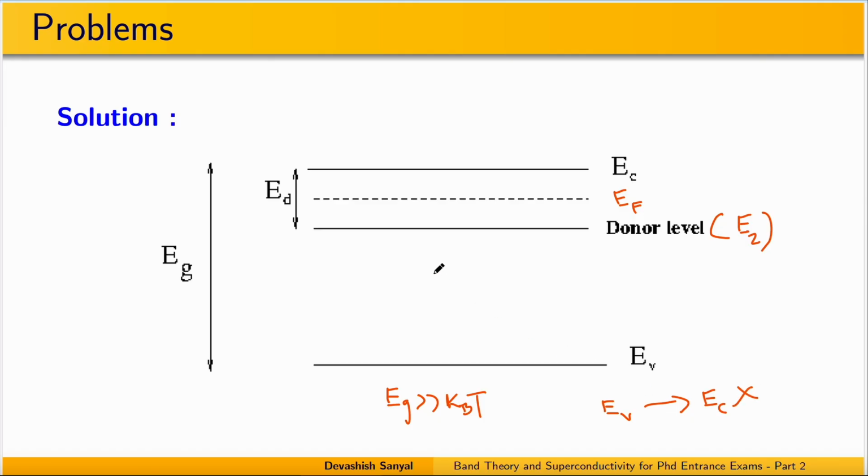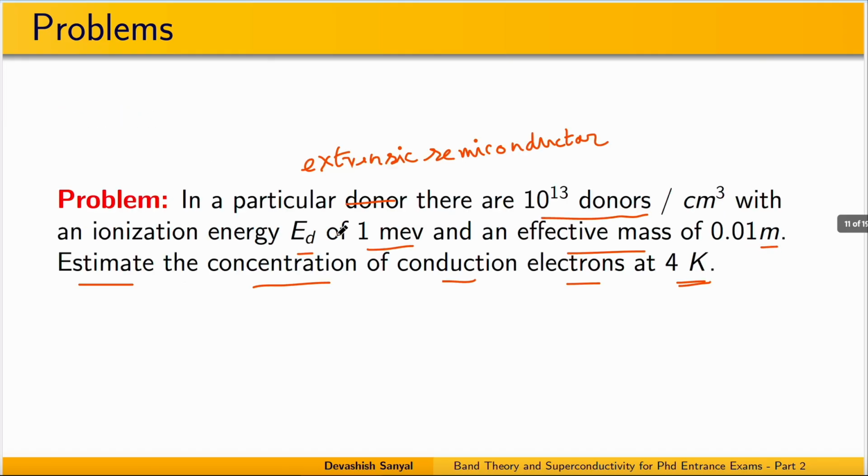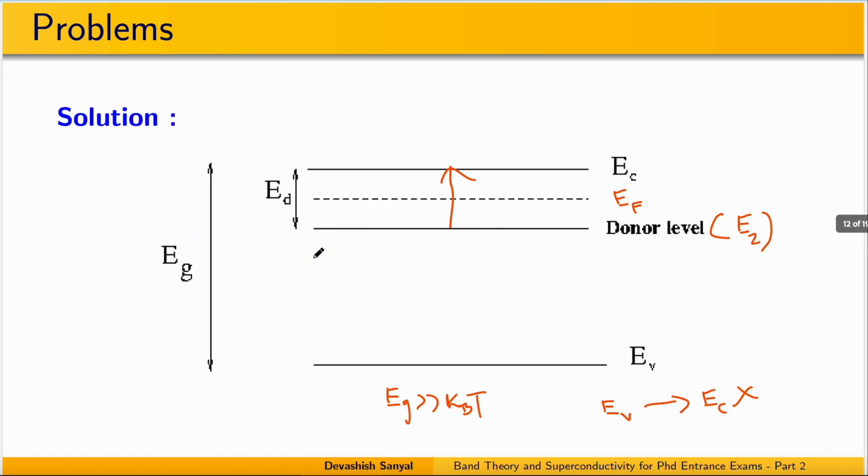So whatever transition is taking place is from the donor level to the conduction band. The donor gets ionized in turn when it donates an electron to the conduction band. ED is the energy difference between the lower edge of the conduction band and the donor level. So ED is given. Let's see.